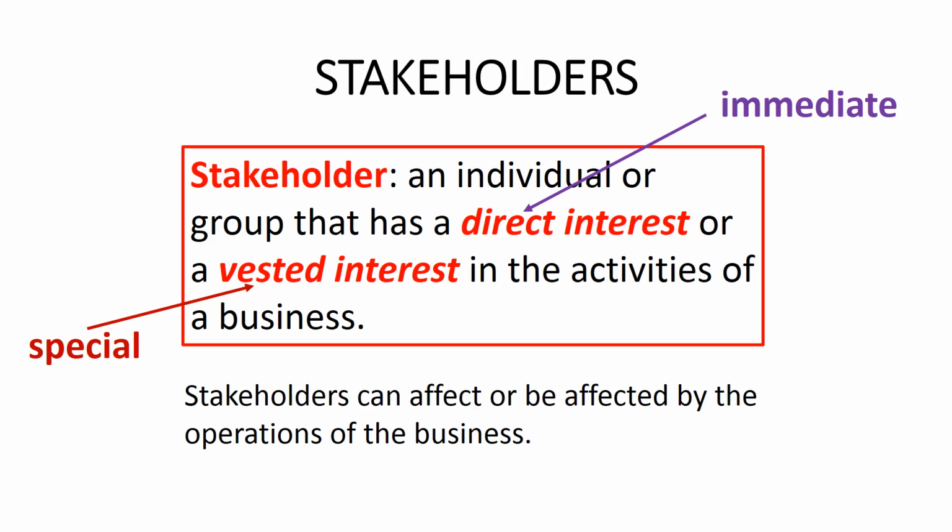Stakeholders can affect or be affected by the operations of the business. Taking our example of employees again. Employees can affect the operations of the business that employs them because the business depends on its employees to operate the business in an effective and efficient manner. This means that the employees must be motivated to properly perform their tasks, and they must have the skills which are necessary to enable them to perform those tasks.